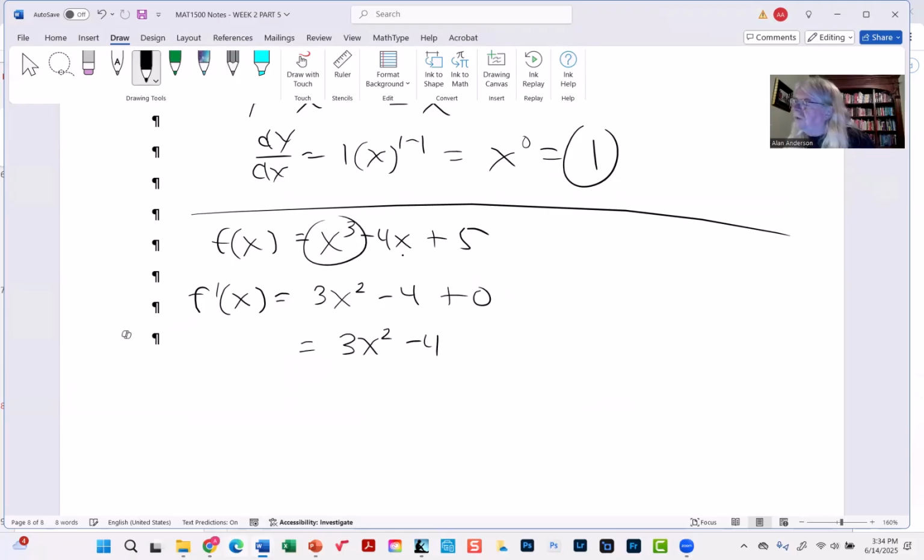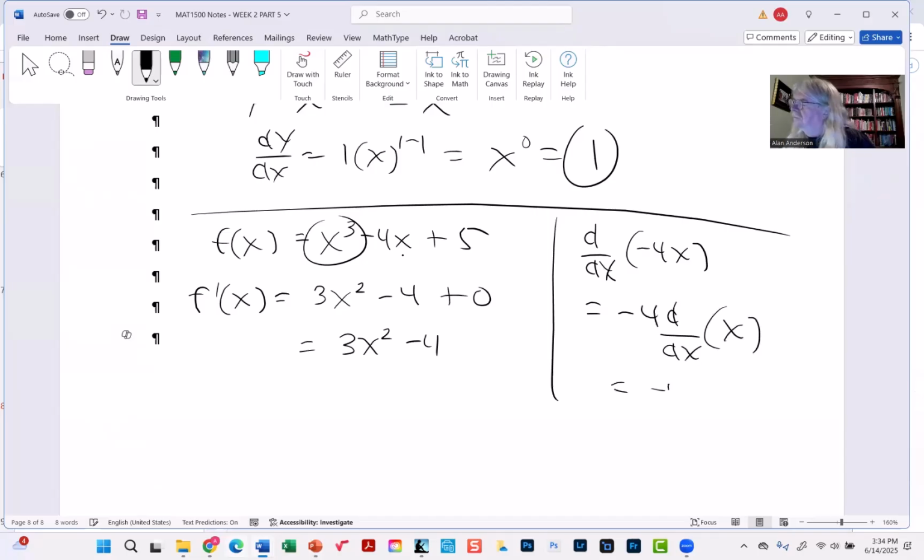So in other words, this one, based on the power rule, is 3x squared. And of course, this one is a constant. So you ultimately end up with 3x squared minus 4.